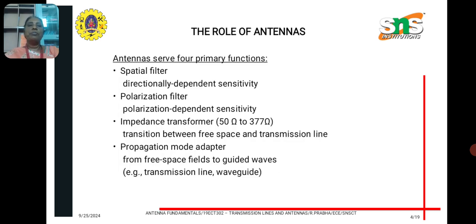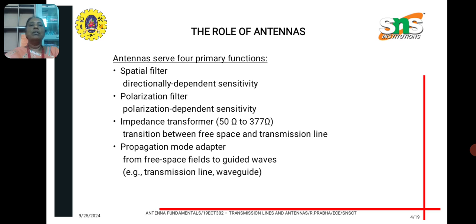If we see the role of antennas, there are four important roles. It acts as a spatial filter, because the antenna transmits the signal at the desired frequency, and it suppresses the waves at undesired frequencies. It also acts as a polarization filter, and it has polarization dependent sensitivity. Some antennas will radiate the waves in horizontal polarization, and some antennas will radiate in vertical polarization. Some antennas will do the elliptical and also the circular polarization. So it acts as a polarization filter, and it acts as an impedance transformer.